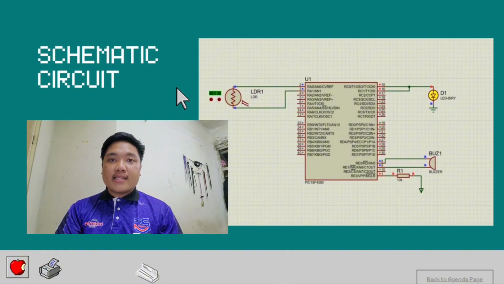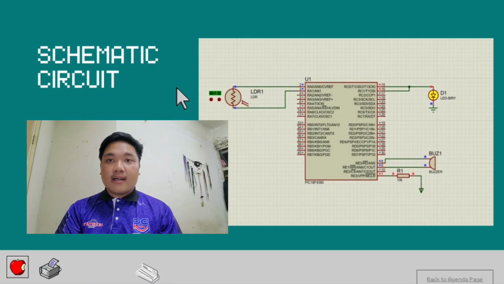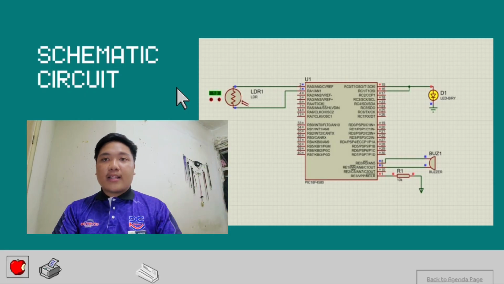For the microcontroller, U1 is the PIC 18F4580. Pin 2, RA0/AN0, is configured as an analog input for reading the LDR value, and pin 15, RC0, is connected to the LED D1, and pin 16, RC1, is connected to the buzzer, BUZ1. And the ground and power connections are properly connected.